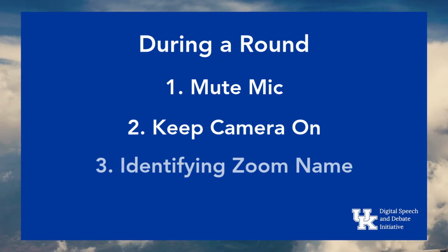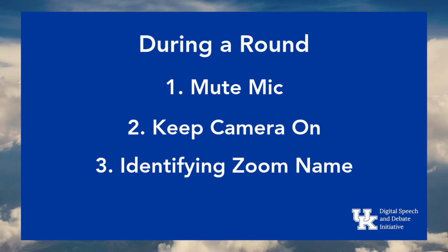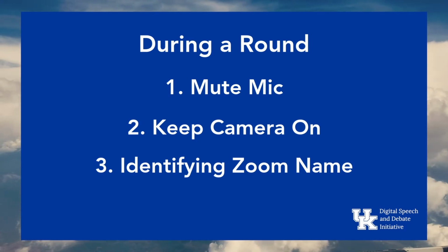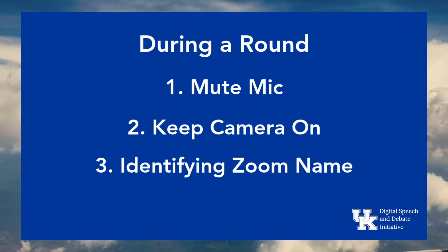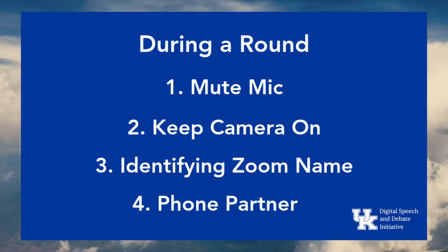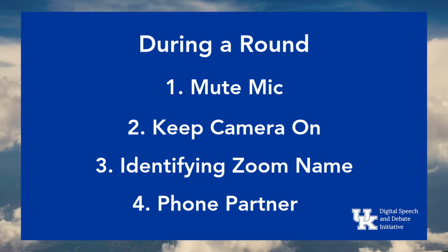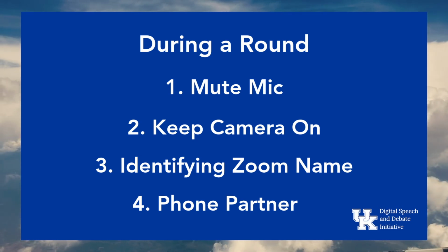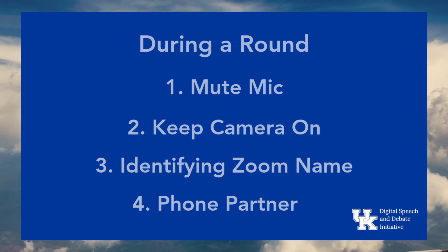Third, you need to have identifying information in your Zoom name. Judge, participant, observer, or tab should be the start of your Zoom name depending on your role. This lets people see who is present at a glance by viewing the participant list in Zoom. Fourth, you need to have a way to communicate with your partner as necessary in public forum or policy debate. The best way is to have a phone call that you mute and you unmute. This is optimal because you don't want to tax your internet more by having separate video calls going.